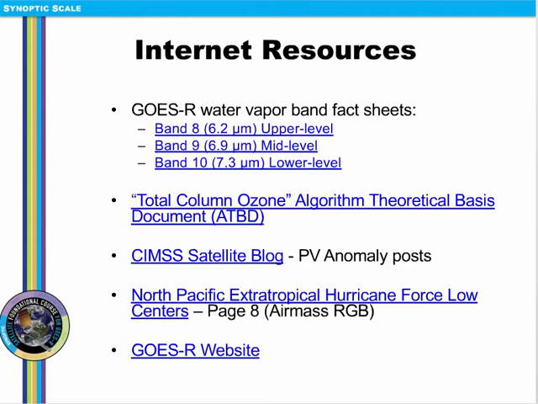You can find additional information and examples about water vapor imagery, the Airmass RGB product, and potential vorticity anomaly cases at the links on this slide.